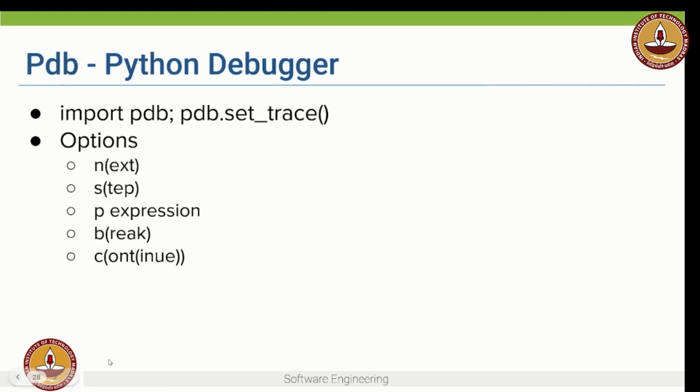So to summarize, this is what we saw in the pdb, which is a Python debugger. You can invoke the debugger by importing the pdb module and calling the set_trace function. We looked at various options like executing the next line, stepping into a function. We can find out the values of variables at a particular line using the p option. And we saw that we can set up breakpoints also and use the c option to continue execution till that breakpoint.